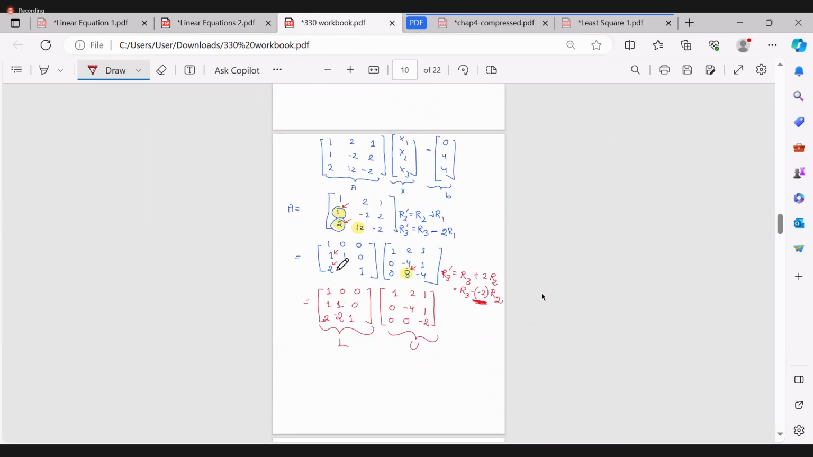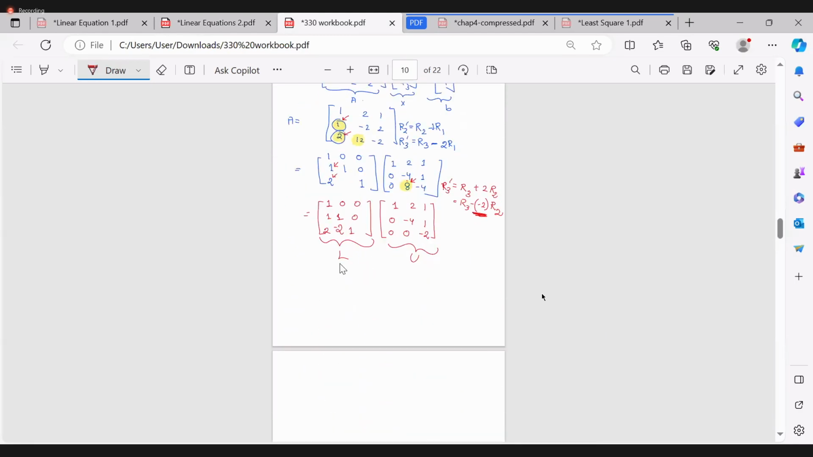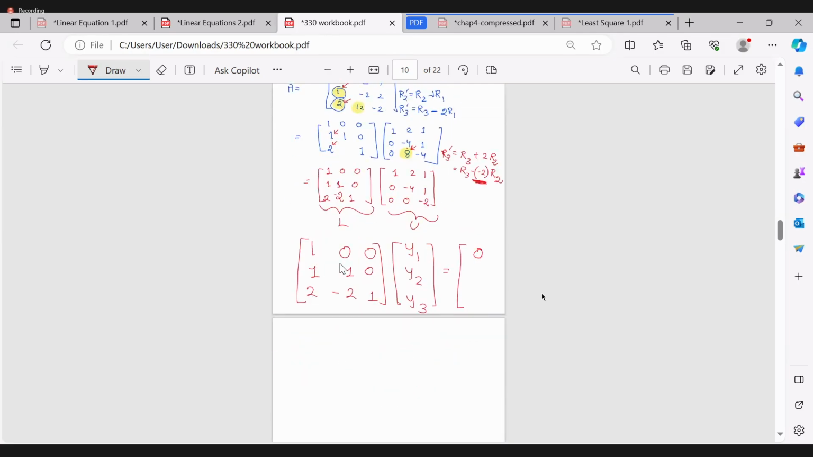So whenever L and U is done, you need to find out Ly equals to B. So what is L? L is this 1 0 0, 1 1 0, and 2 -2 1. And what is Y? Y is an intermediate variable. Since X is X1, X2, and X3, Y will be Y1, Y2, and Y3. Ly equals to B. B is given, which is 0 4 4.